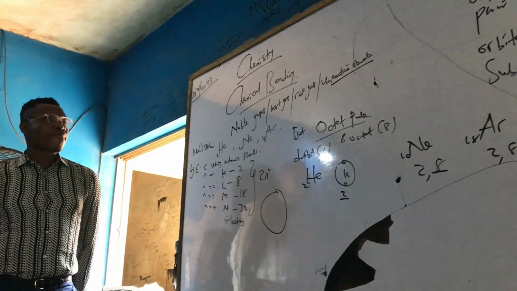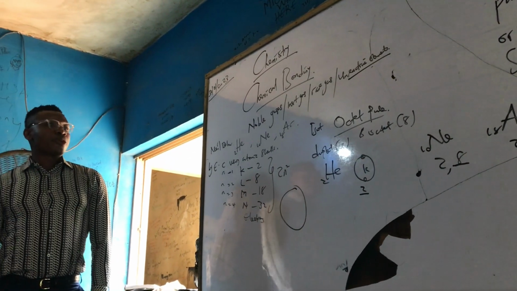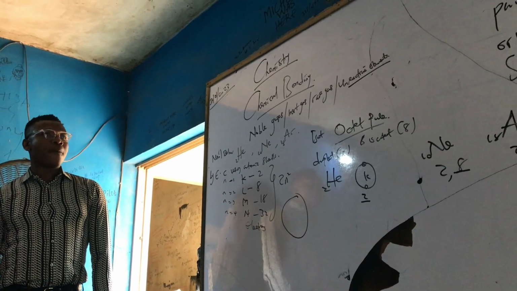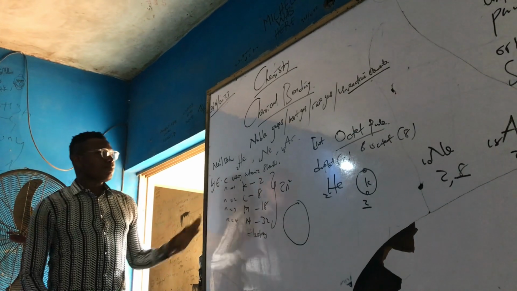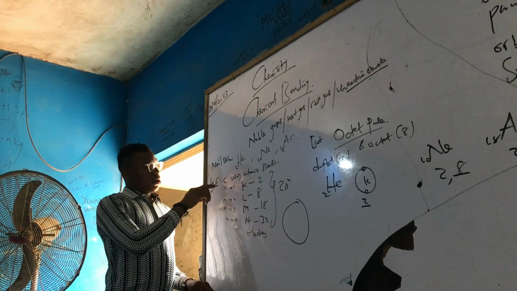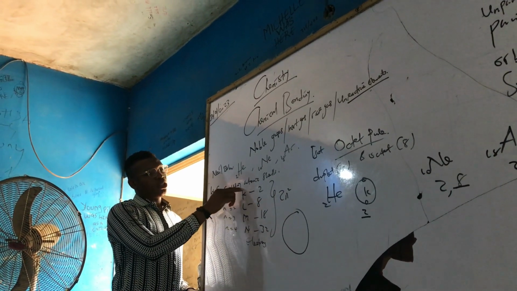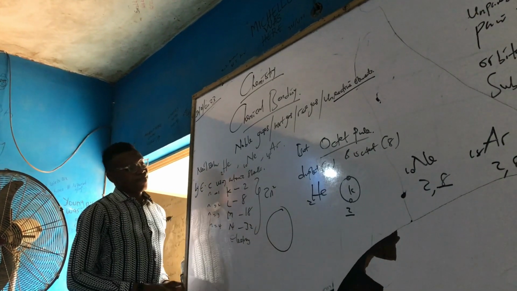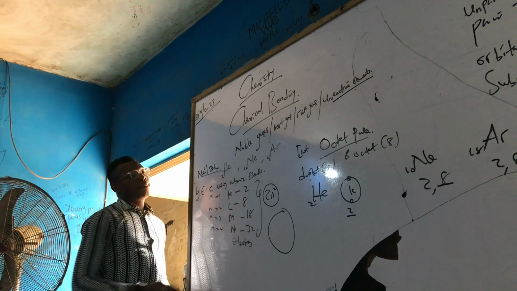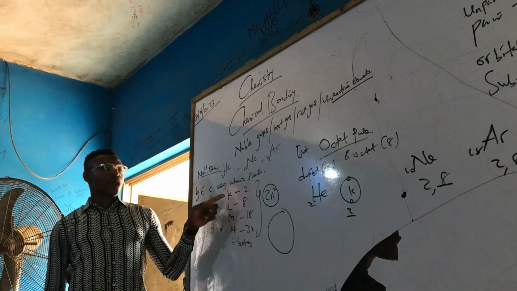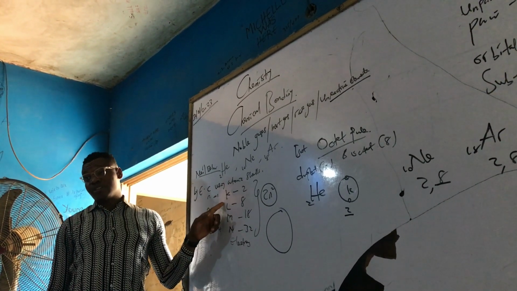Okay, so we have said so much. Now let's still say more. Now, come back to this part of the board. For electronic configuration of atomic shells, a formula was given by Niels Bohr in order for us to get the maximum electrons on each shell.